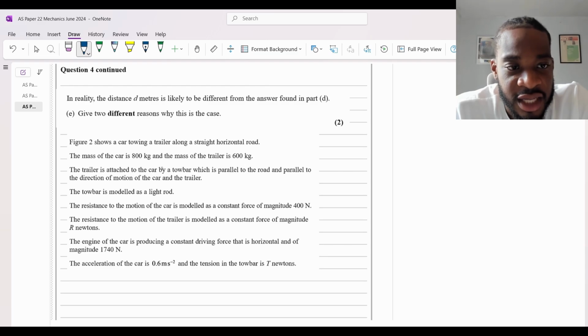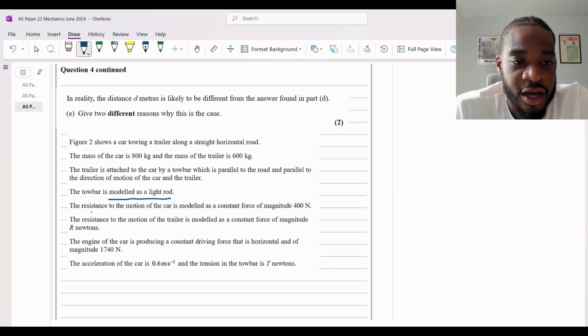Mass of the car, that's fine. Trailers attached to the car, parallel bar, that's fine. The tow bar is modeled as a light rod, right? In reality, would the tow bar be light? There will be a weight, right? So that could be one thing. The resistance to the motion of the car is modeled as a constant force of magnitude 400. Who says it's going to be constant throughout the entire journey? Things could change, right? The resistance to the motion of the trailer is modeled as a constant force.